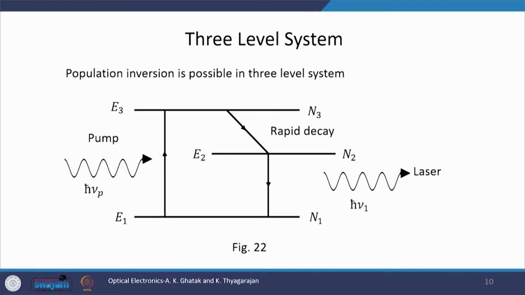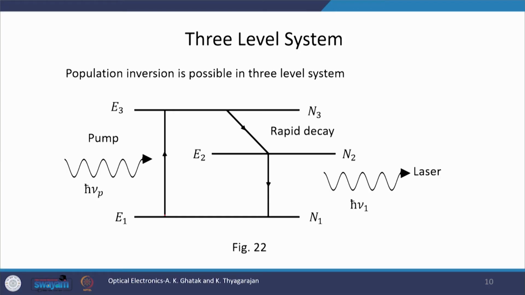Therefore we cannot make a laser out of a two level atomic system, but in a three level atomic system we can make a laser. Why? Because now the atoms or electrons from the E1 level are pumped to a higher energy state, which is E3 here. The pump has a frequency such that h nu is equal to E3 minus E1, and in this situation the electron will directly go to the third energy state.